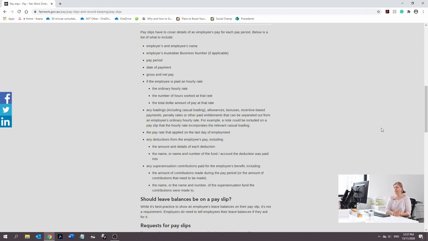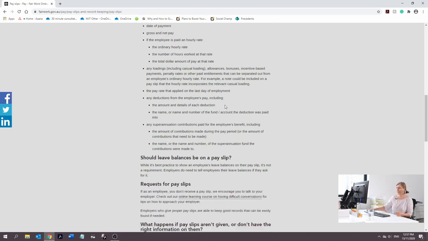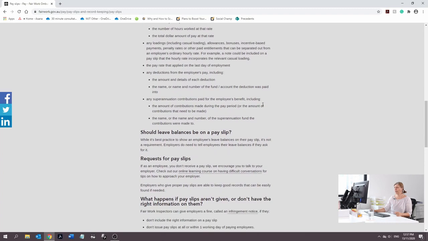And any deductions from the pay, including tax and superannuation. Now, superannuation contributions should be on there also, and all the amounts that are going out. Now, just to step back into that deductions, if there's agreed deductions, then those deductions will be on there too.